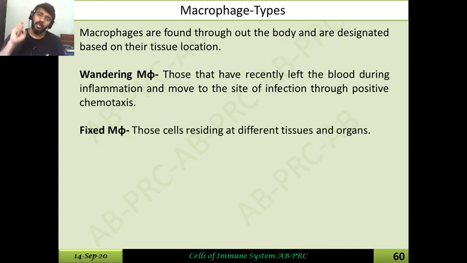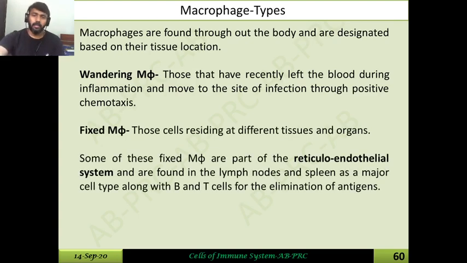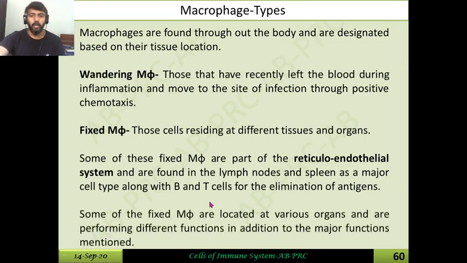These are the macrophages residing at a specific tissue or organ, right? Then these fixed macrophages are actually part of the reticuloendothelial system and are found in lymph nodes and spleen as a major cell type along with the other lymphocytes. Okay. Then these are located at various organs and perform various other functions also, in addition to phagocytosis.